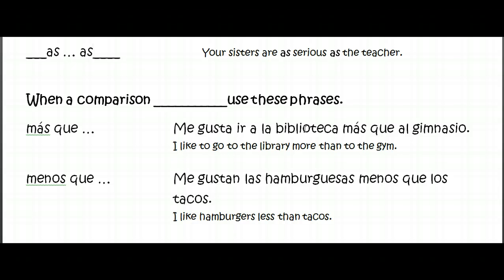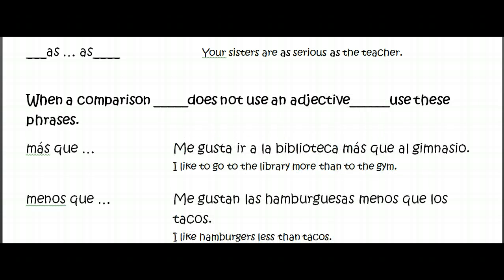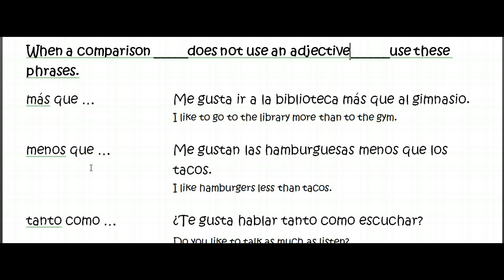So we use the same comparisons or very similar comparisons when a comparison does not use an adjective. Okay, so you're going to use the phrases below when there's no adjective to compare. So, más que still means more than. Menos que still means less than, but they're used a little bit differently.